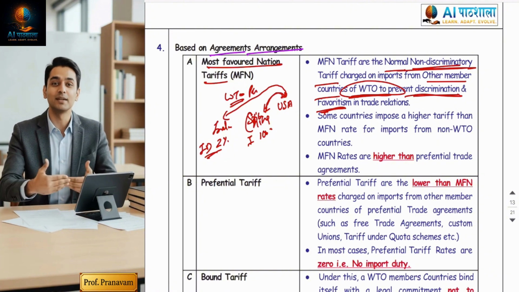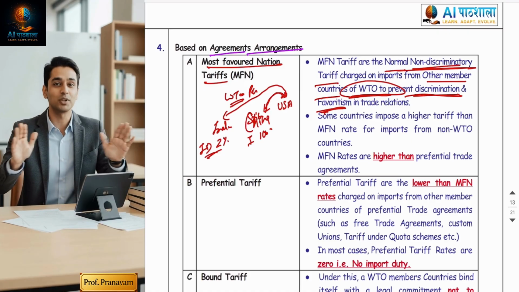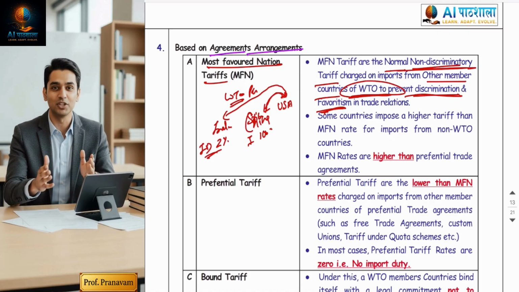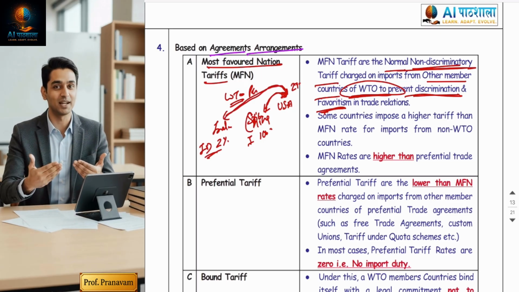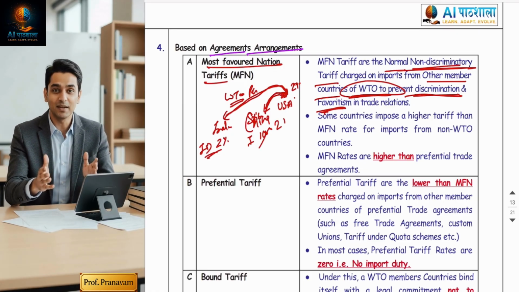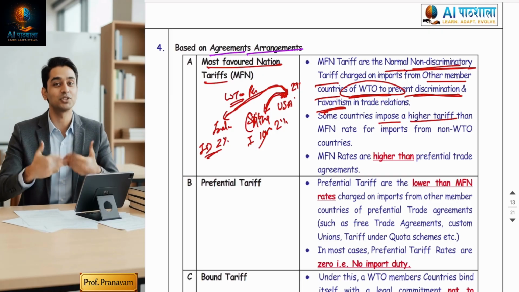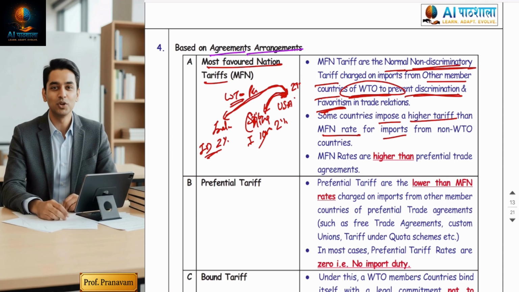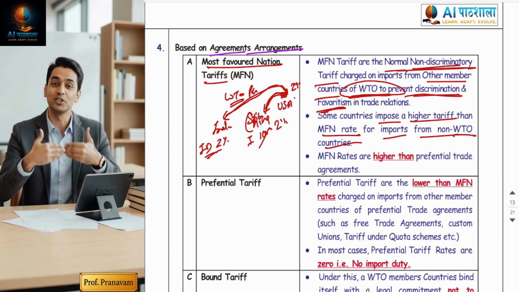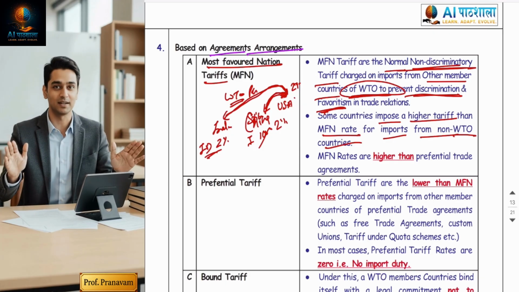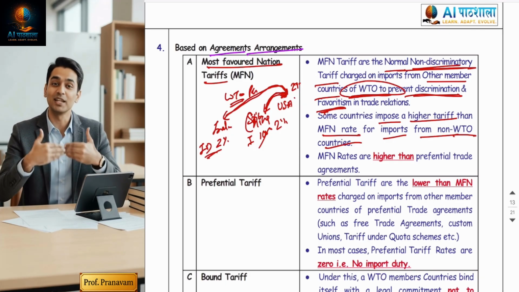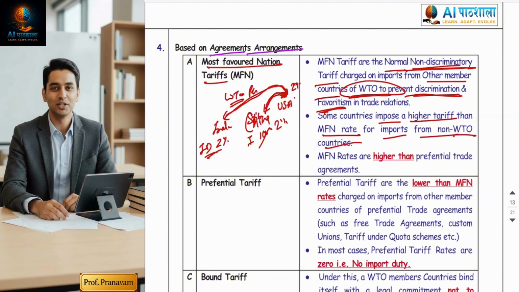Now, MFN tariff says that WTO says that when all three are members of WTO, if US is importing goods from India, they charge 2% tariff. Then if they are going to import the same goods from China, they have to charge for Chinese goods also only 2%. Don't do the discrimination. Hope you got it. Yes. So some countries impose higher tariff than the MFN rate for imports from non-WTO countries. Now you can charge higher tariff to non-WTO members, but you have to charge the same tariff to all the WTO members. No discrimination should be done.